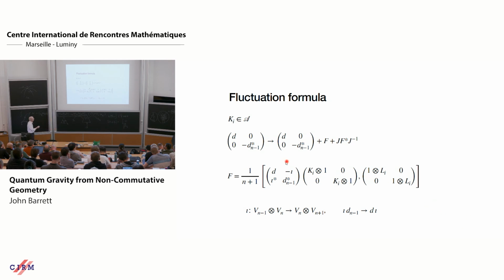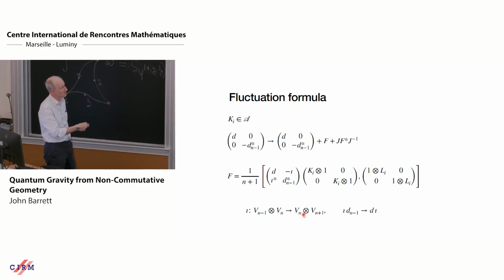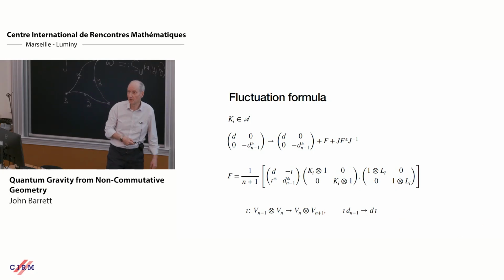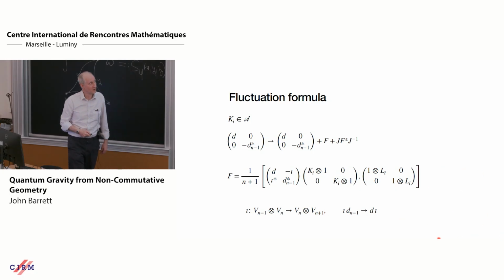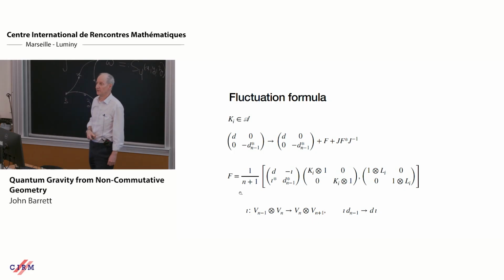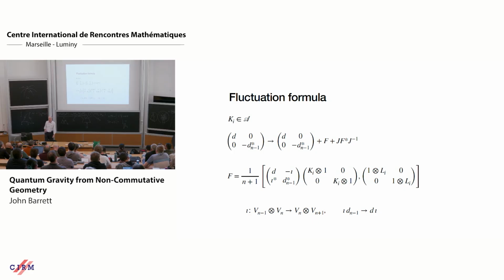And in here, these iotas are a natural injection operator that takes you from the slightly smaller Hilbert space to the slightly bigger Hilbert space, and it commutes with the Dirac operator. So it's an intriguing formula, and I don't claim to understand everything about it, but if anybody has any ideas about how to interpret this formula, that would be great.